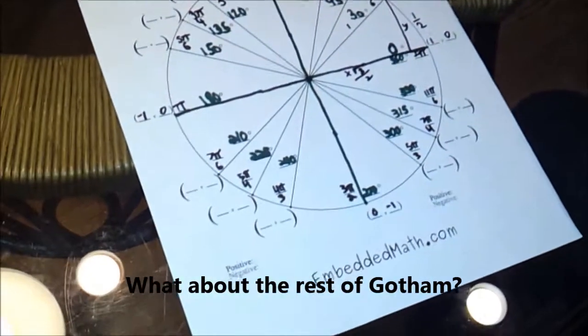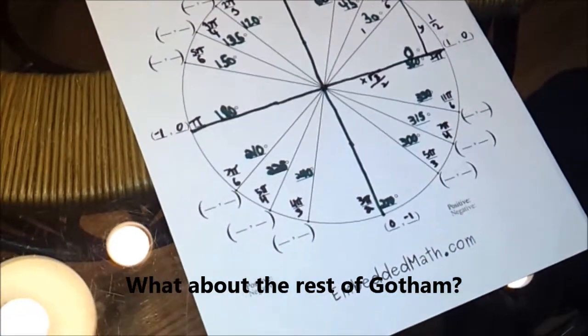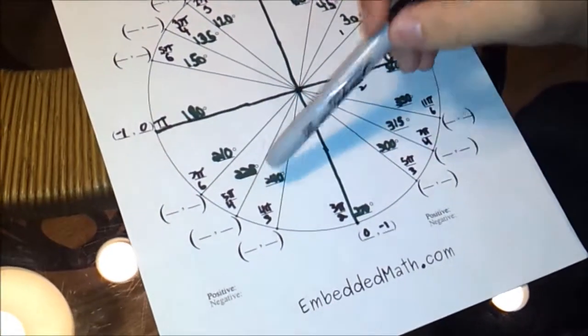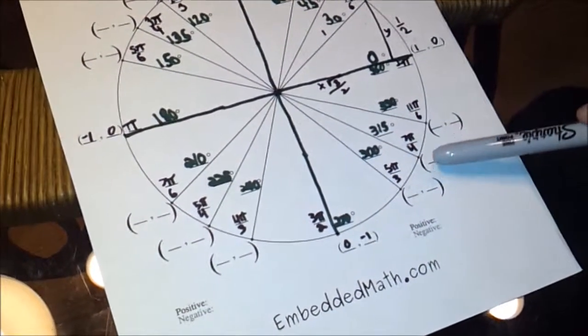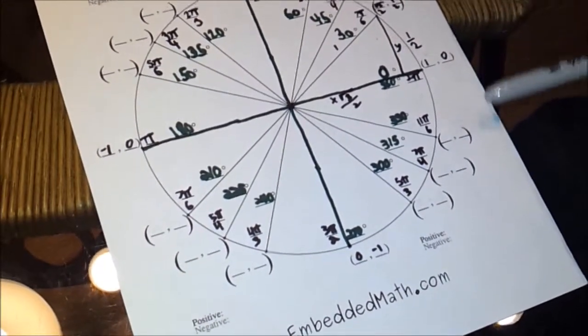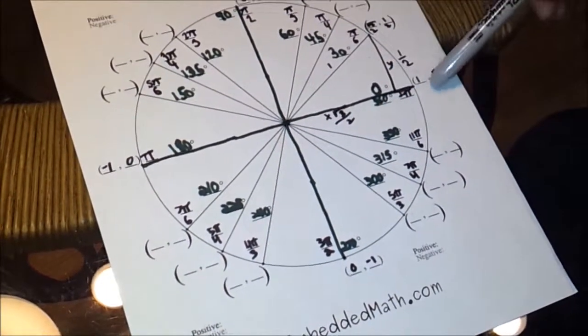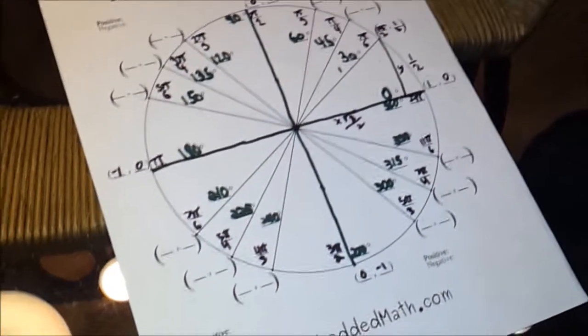By using fourths and sixths, you can find the rest of the radian measures around the unit circle. 7 pi over 6, 5 pi over 4, 4 pi over 3, 3 pi over 2, 5 pi over 3, 7 pi over 4, and 11 pi over 6. And then finally you get back to 360 or 0, which is 2 pi.